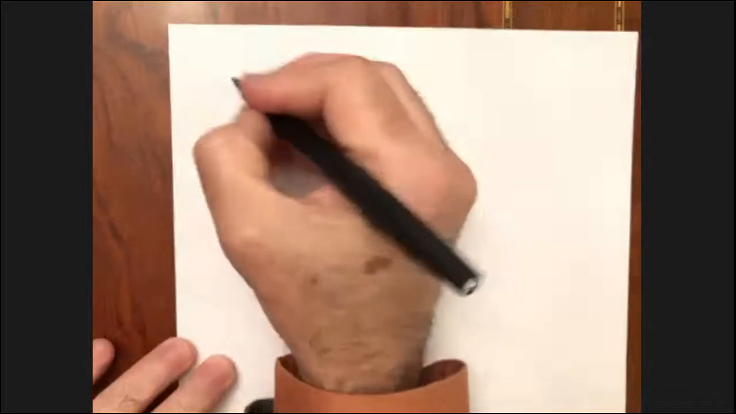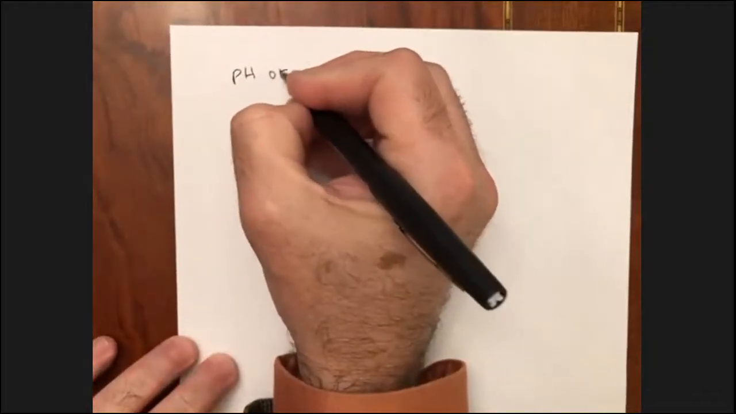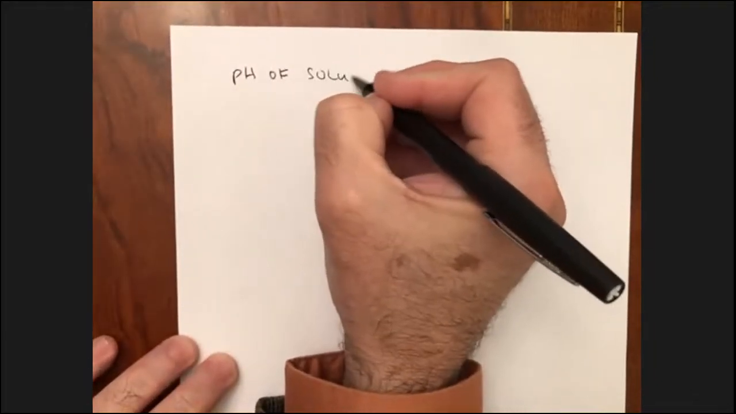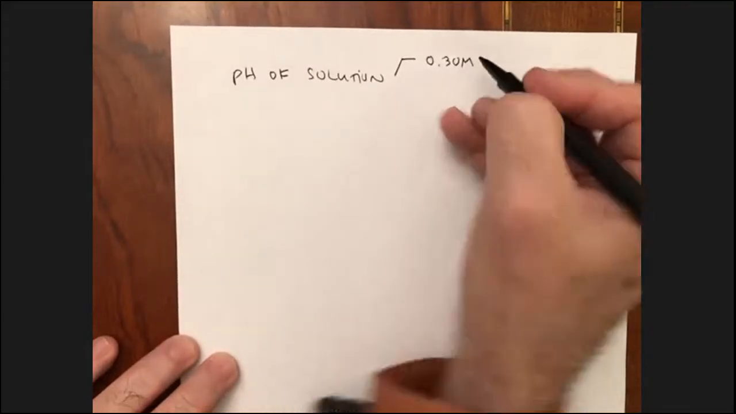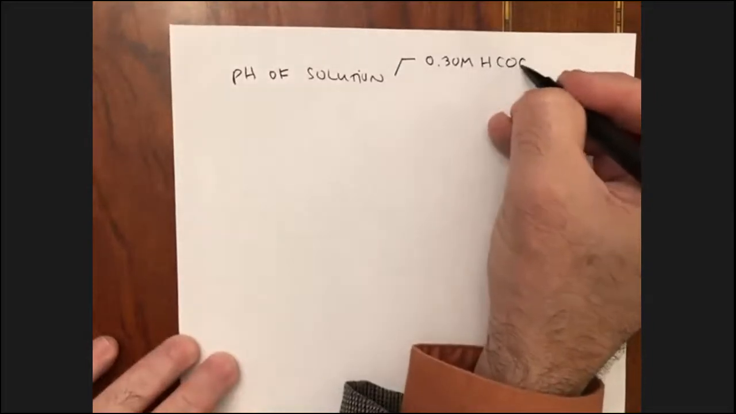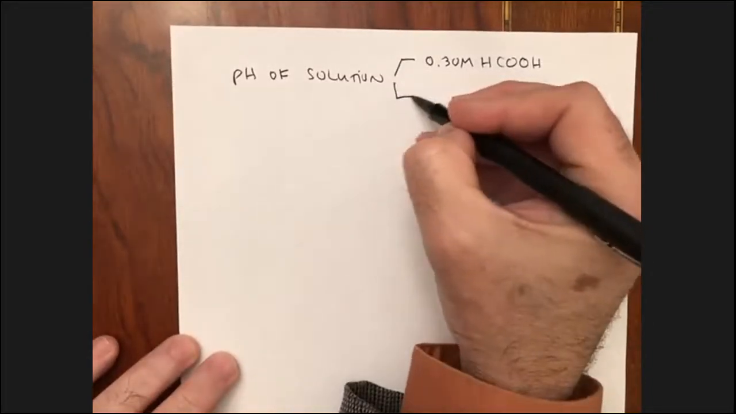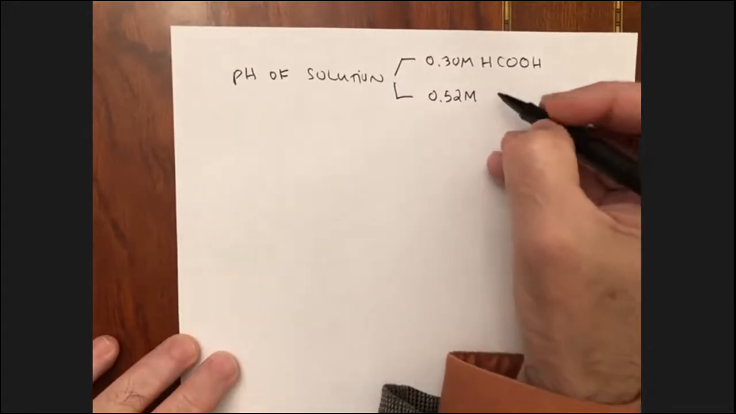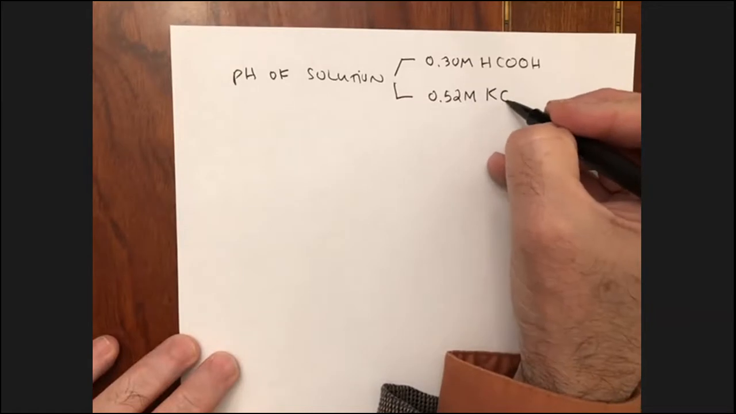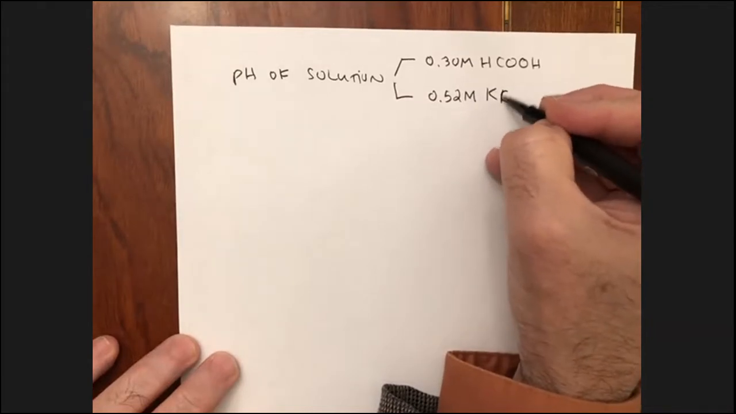We were trying to see what was the... Okay, so let's write it out here. We're looking for what is the pH of a solution, and it has 0.30 molar formic acid and 0.52 molar potassium formate.